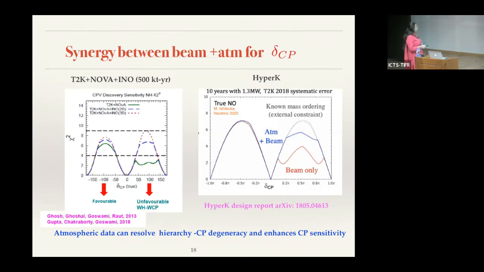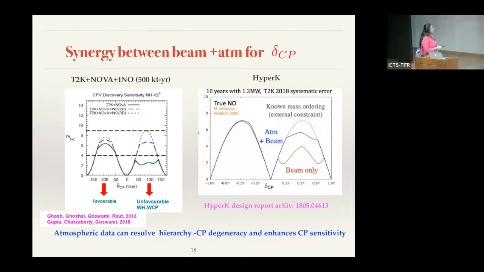So why this happens is because INO has a very good hierarchy determination capability. And because of that, in this region, INO helps to remove the wrong hierarchy, wrong delta CP regions, which T2K and NOVA cannot remove because they are not sensitive to matter effects.